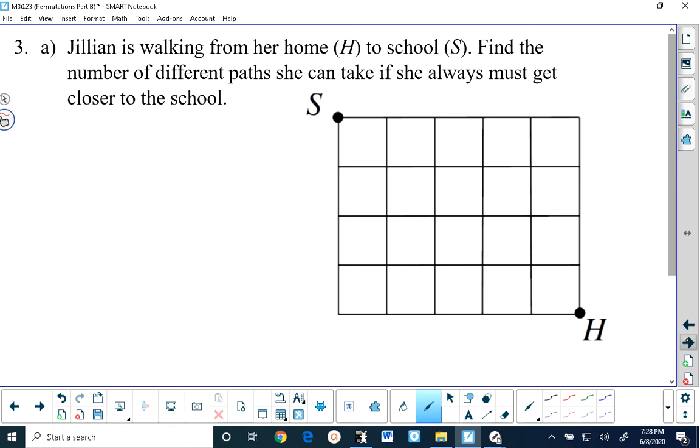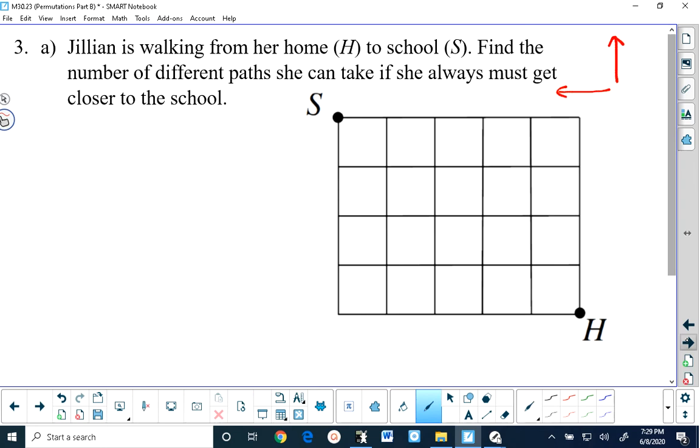So there's one more thing I'd like to go over with you today. This is called a pathway problem, and Jillian is walking from her home to school. So she's going from the bottom right in this grid to the top left. And she is going to be walking along sidewalks. She's not going to be cutting corners. She's not going to be jumping over fences. She has to travel along these lines. And she also must always get closer to the school. Now, if she is always getting closer to the school, that means wherever she is, she can only move in this direction or in this direction.